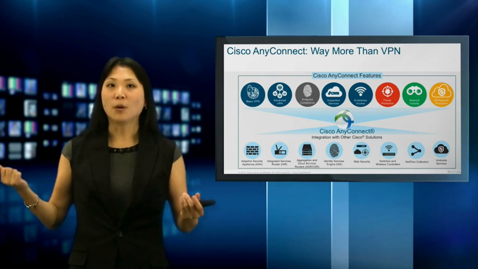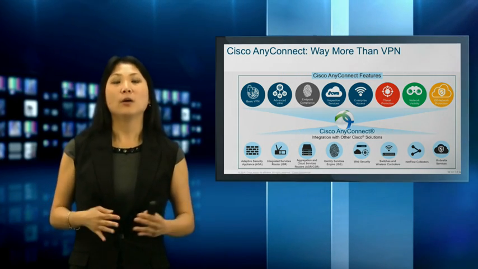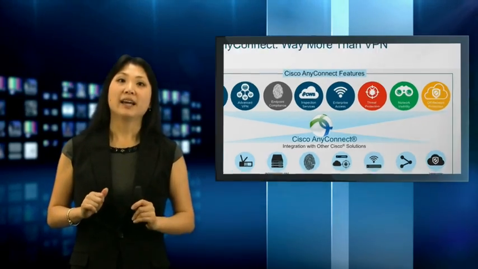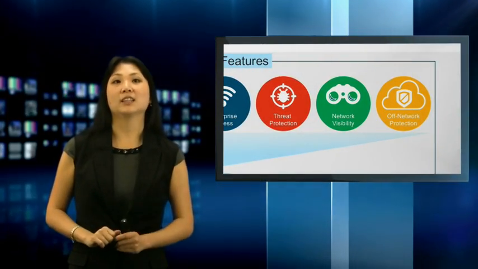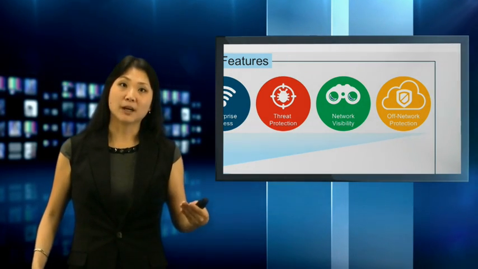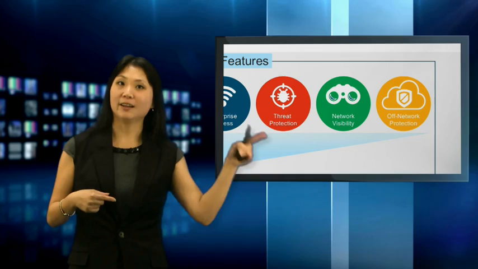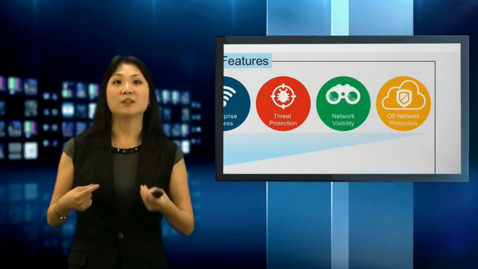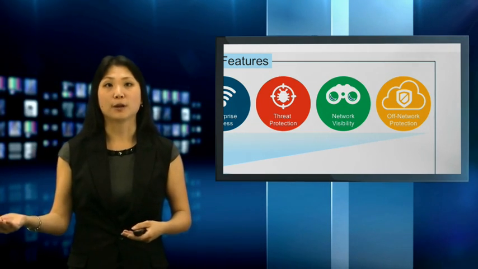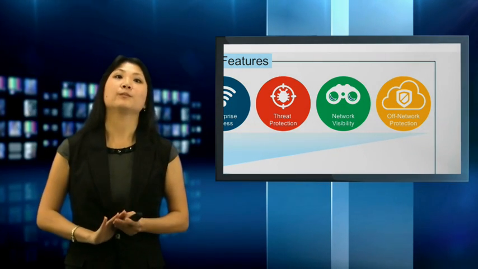However, AnyConnect is more than just a means of transport. It also integrates with other Cisco security solutions. To highlight a few, AMP can be deployed through AnyConnect to provide threat protection for the remote user. The Network Visibility module in AnyConnect, which integrates with StealthWatch, can be used to give visibility into a remote user's traffic in order to identify any abnormal behavior which might indicate a threat.